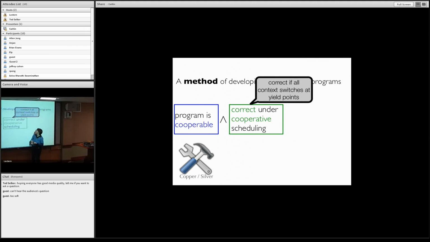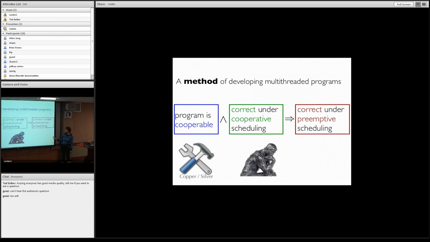So this cooperative scheduling, correct under cooperative scheduling, is where you actually do switch at yield points. So the yield points are exhaustive. If we're running under a cooperative scheduler, it would be correct. And this is the part where the programmer has to think. You have to reason about the yields in your program. And from these two, you get a guarantee that it's going to be correct when you just run it on your multi-threaded hardware.